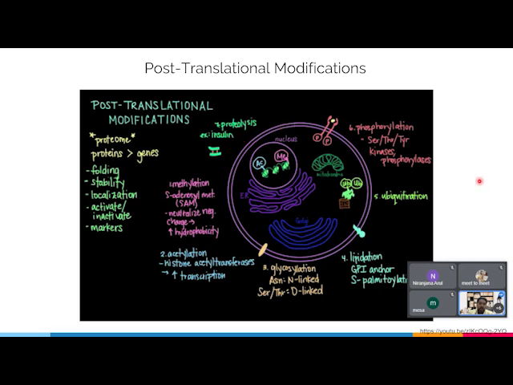So these are the various post-translational modifications. Does anyone have any questions regarding this?